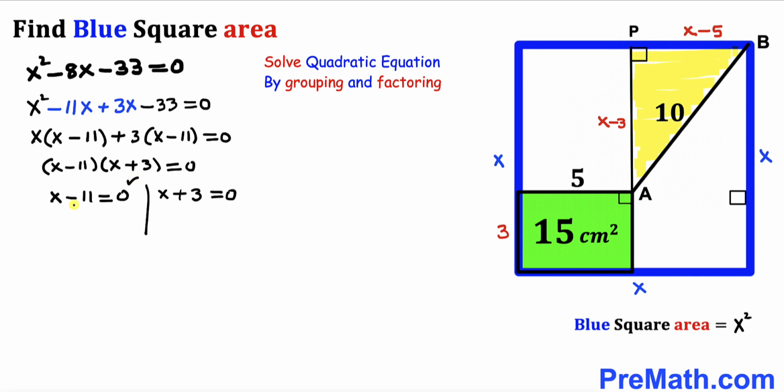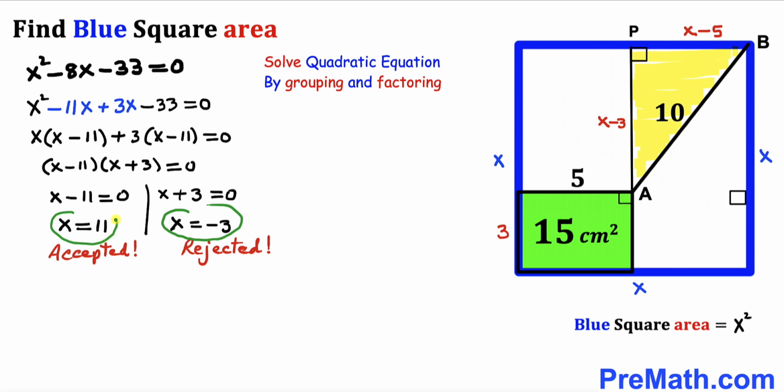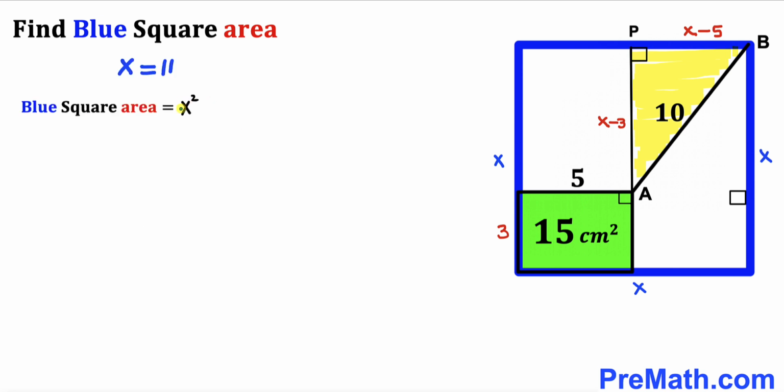For this first equation, x is going to be equal to positive 11, and for this second equation, x is going to be negative 3. Now we can see x equal to negative 3 is not feasible since x represents the side length. So we are going to reject this negative 3 value, and we are going to accept this x equal to 11 value. And here's our final step.